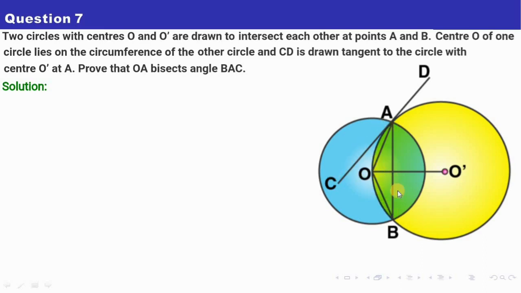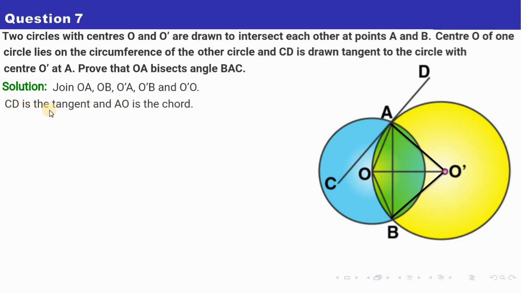So OA bisects BAC means this smaller angle, that is OAC, and this angle, that is OAB, are equal. That's what we need to show here. So let's begin. We have some construction to do here. The construction is to join AO dash and OB dash. So these are the different constructions that are done in this particular diagram.